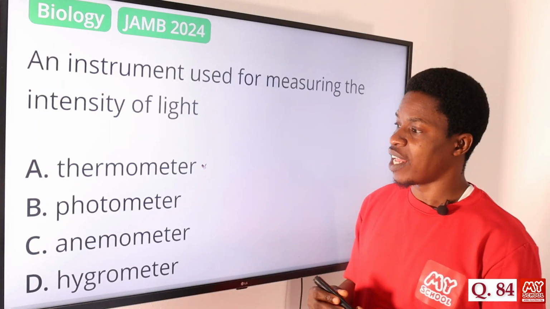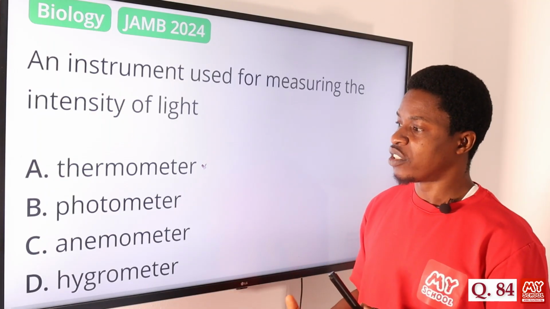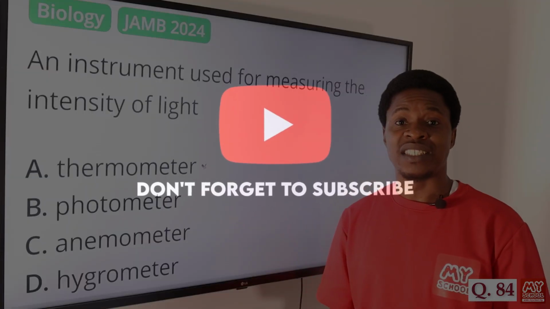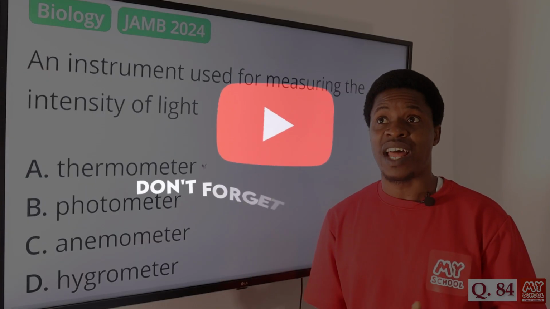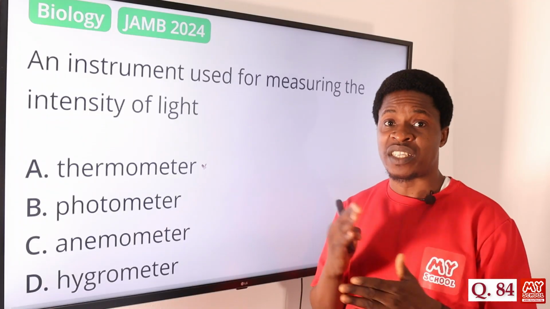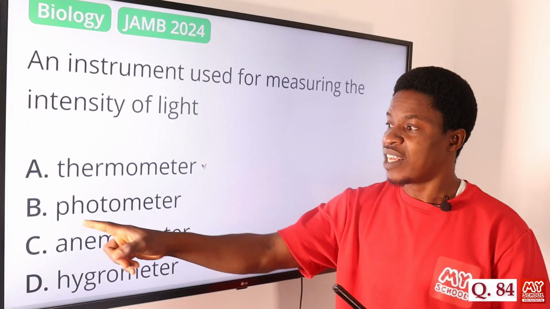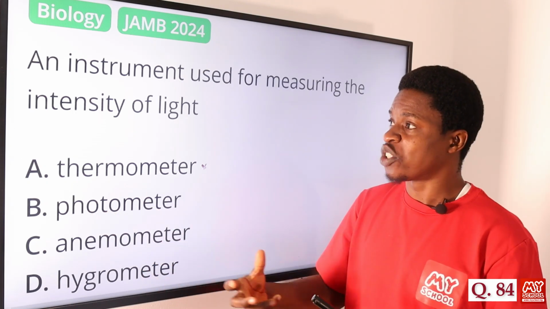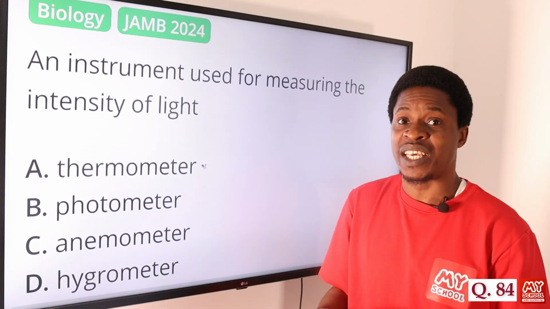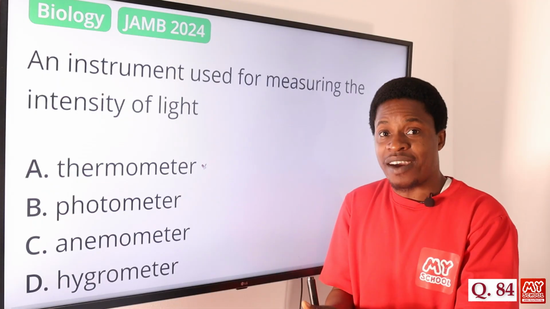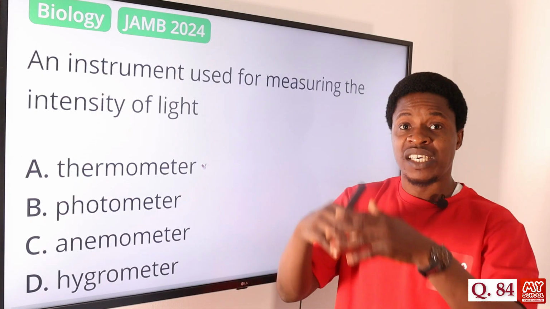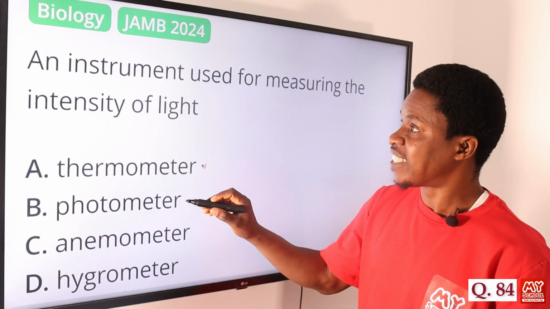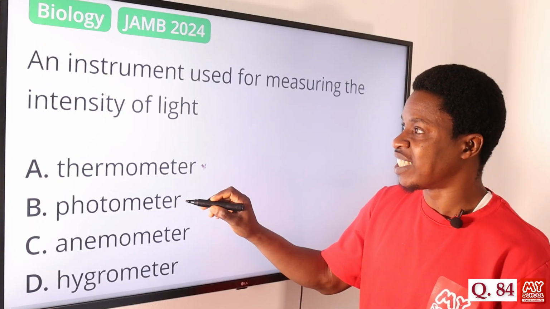Option B says photometer. Yes, photometer measures the intensity, the strength, of electromagnetic radiation, the UV light, the different rays that we have. When we hear the word photo, it has to do with light. The photometer measures the intensity of EMR, that's electromagnetic radiation, the ultraviolet ray, the radio wave, and so on. So the photometer is an instrument that is used to measure the intensity of light.